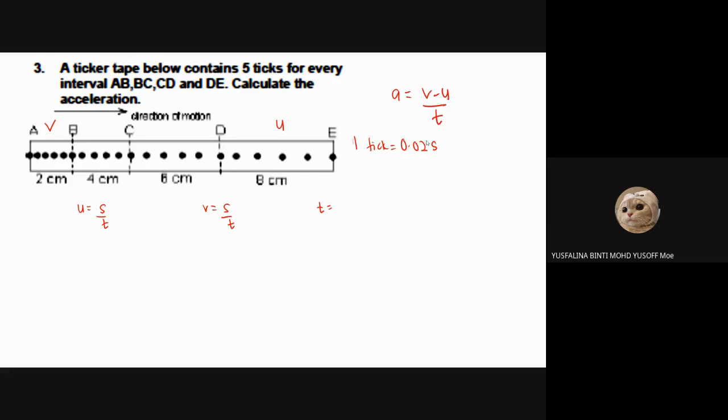Okay, so mostly you got negative 200. Yes, that's the answer. So let's see U. The S is actually the distance, 8 cm here.